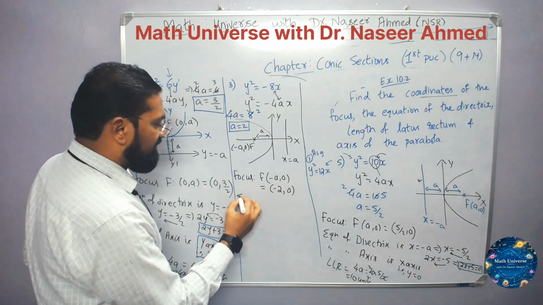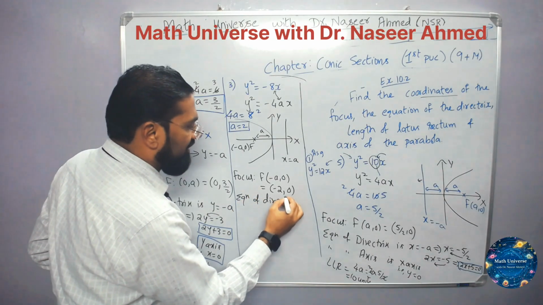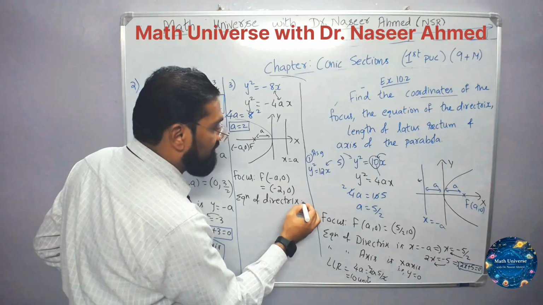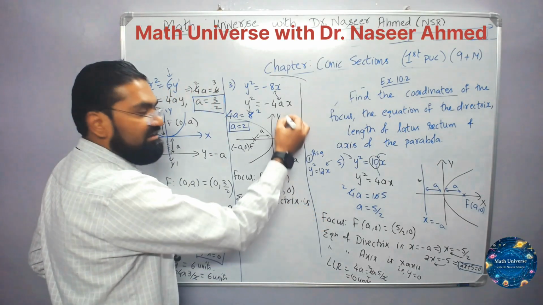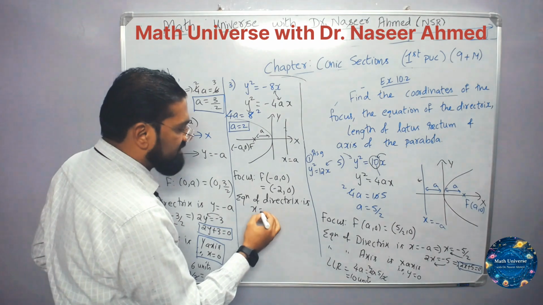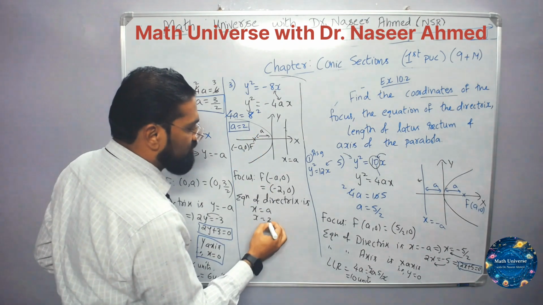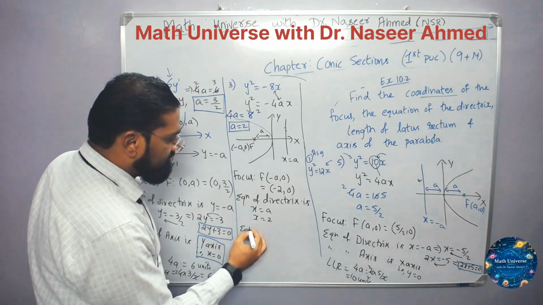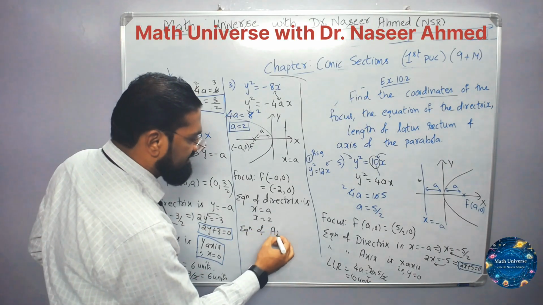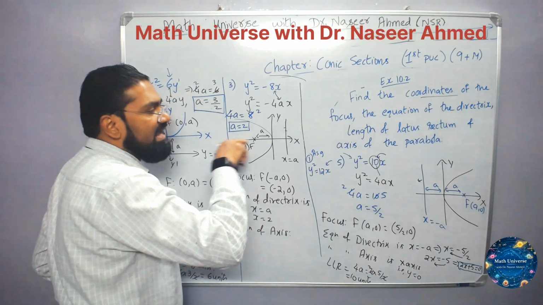Next comes the equation of directrix. Coming to the equation of directrix, that is this, a vertical line, x is equal to constant. What is the constant? The a value, 2. So the answer will be x is equal to 2. Next comes the equation of axis of parabola, and the axis is the x-axis.